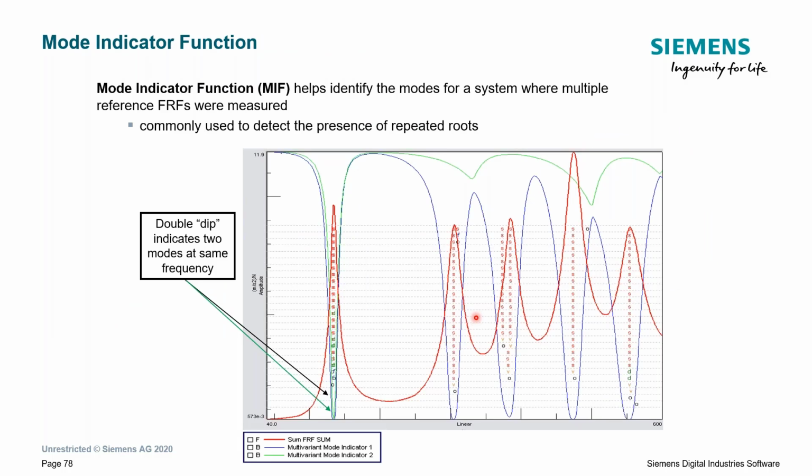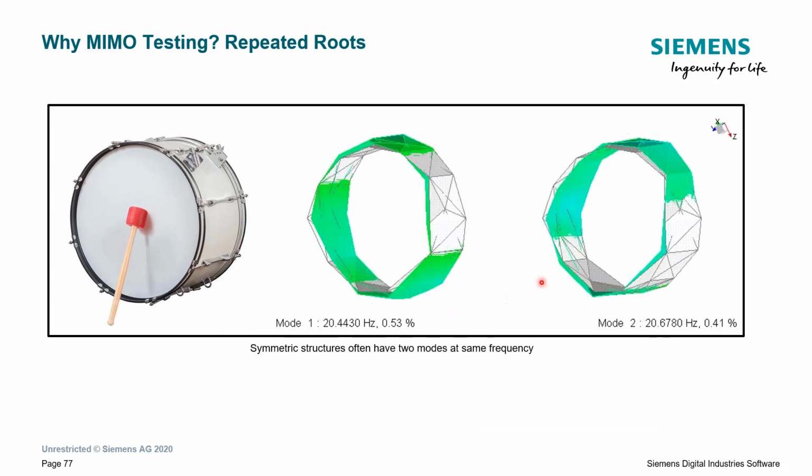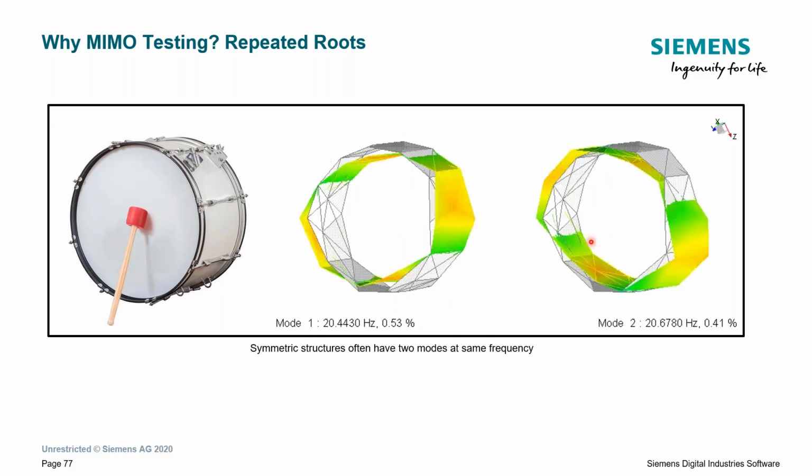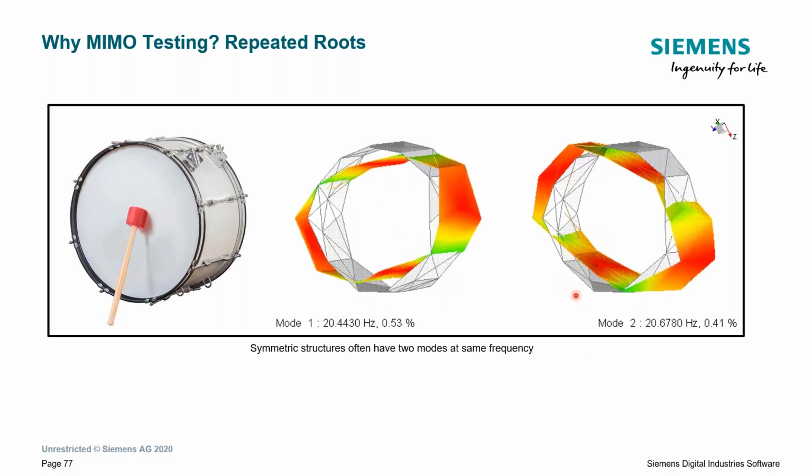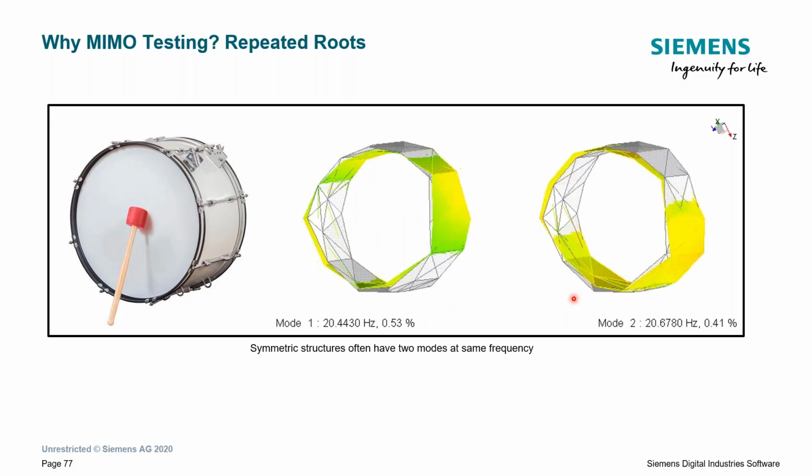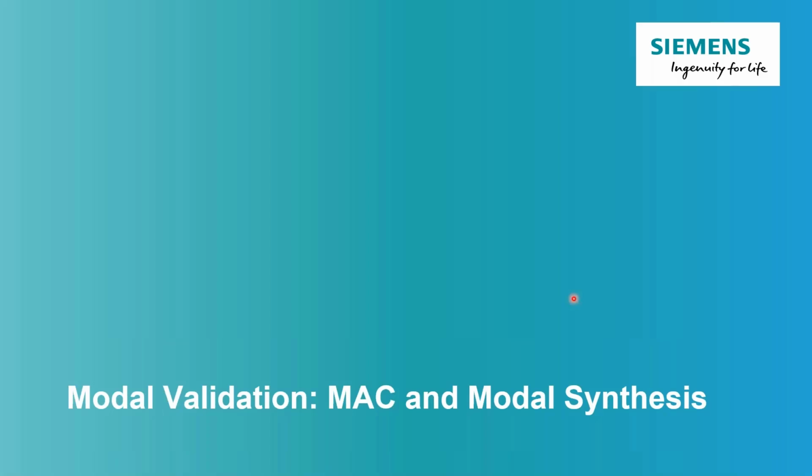All right, we talked about these mode indicator functions and how I get a mode indicator function for every reference I have, and it's a lot of times why we want to put more than one input into the structure. The mode indicator function will dip where there is a mode, okay? And it's used to detect the presence of these repeated roots. So just like this drum, we'd want to have more than one input, more than one reference, so that we could have some mode indicator functions to help us identify any of these repeated roots.